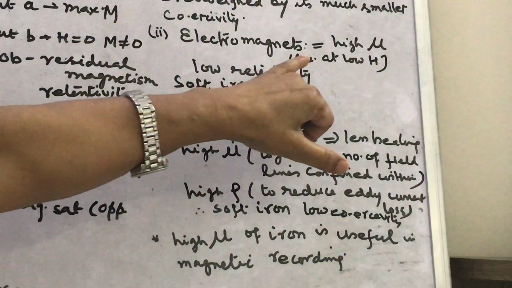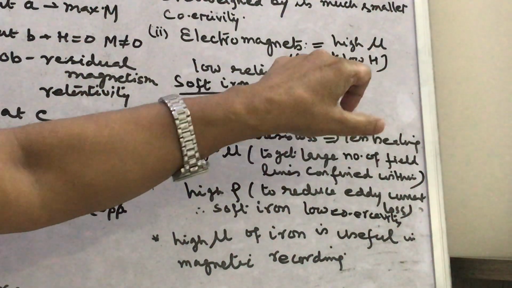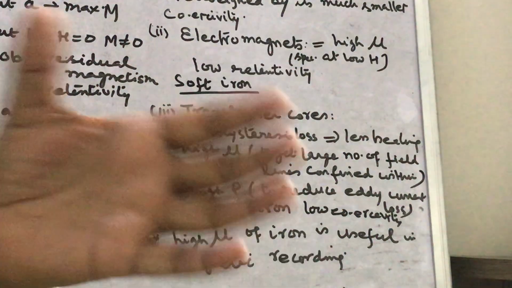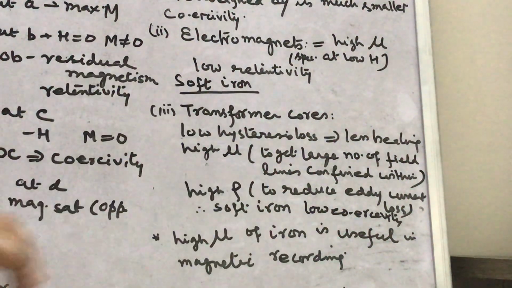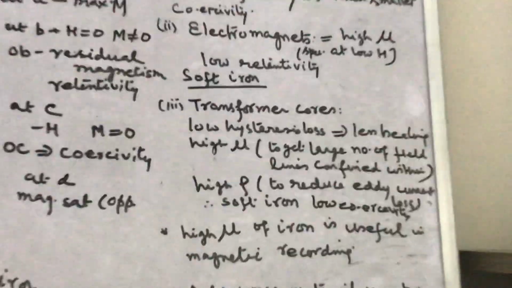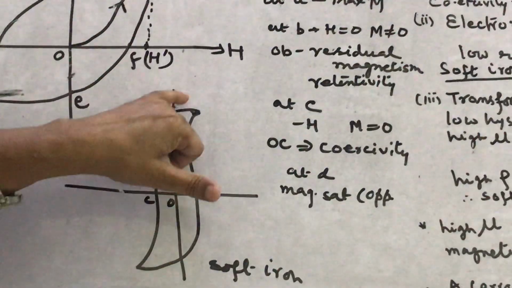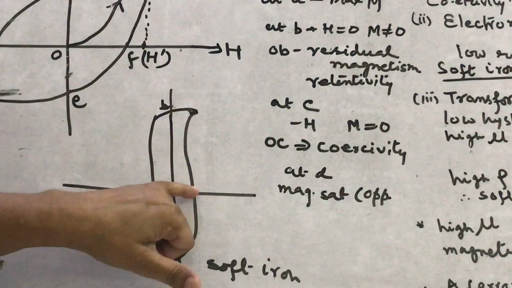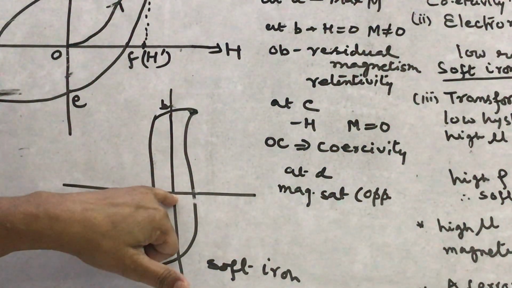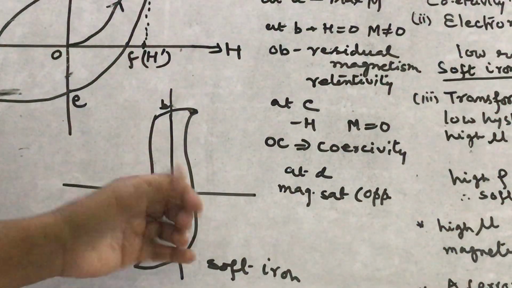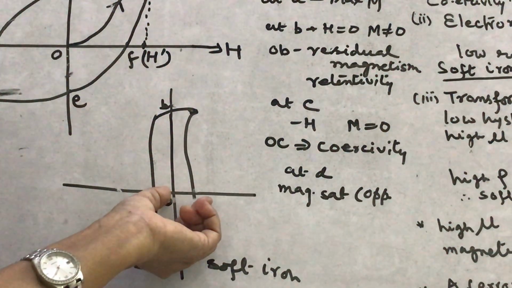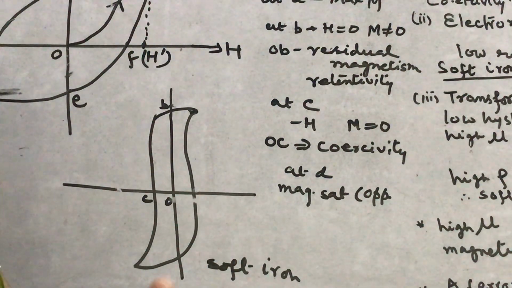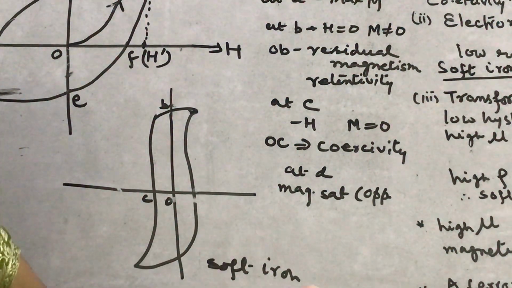Low retentivity and high permeability, especially at low H. High permeability at low H, where H is the magnetizing intensity. Look, only at this value of H is the retentivity very high. The coercivity is very small, and especially at low values of magnetizing field intensity there is high permeability. High permeability means how it is useful in a transformer.